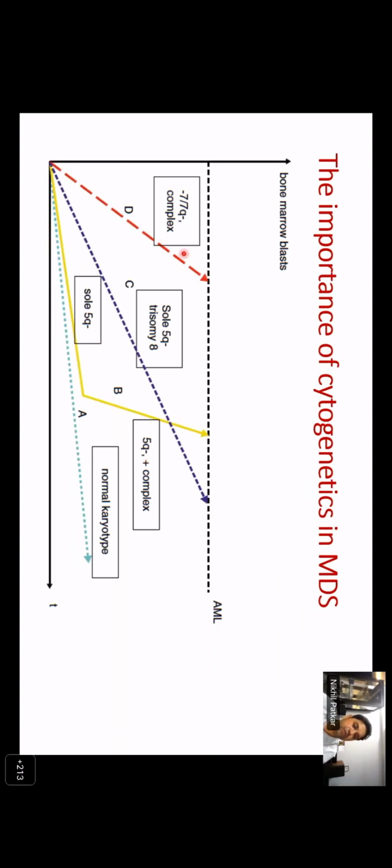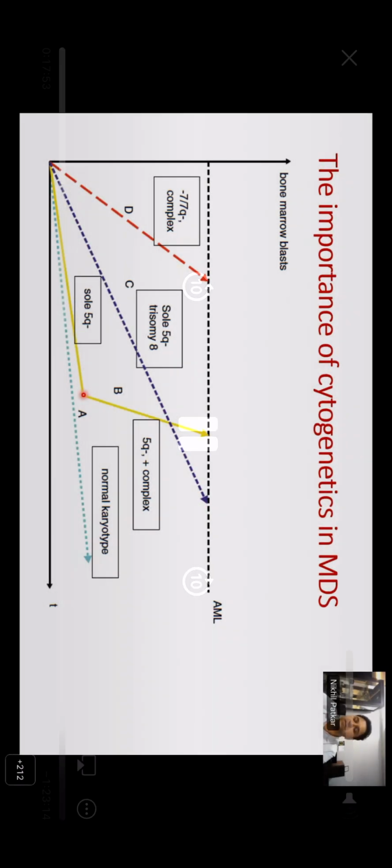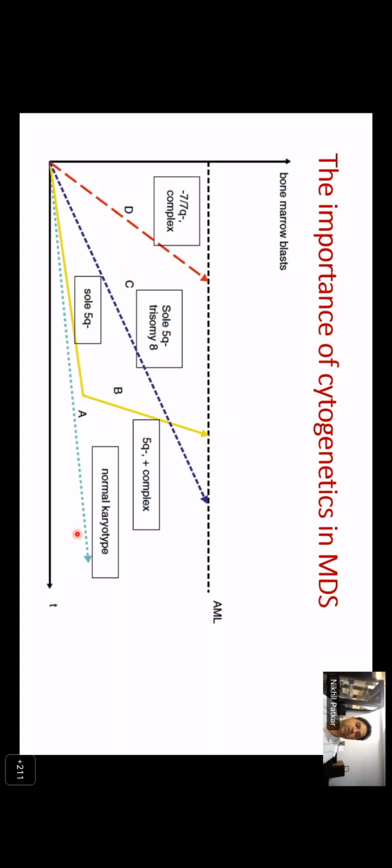If you have a patient with monosomy 7 or a complex karyotype, these patients will rapidly go on to form AML. If you have isochromosomes, or 5q deletion with trisomy 8, there can be a slow increase to AML. If you have the isolated 5q deletion, these patients have the slowest transformation to AML. But the minute they get additional chromosomal abnormalities, they progress rapidly. Normal karyotype patients also progress slowly.